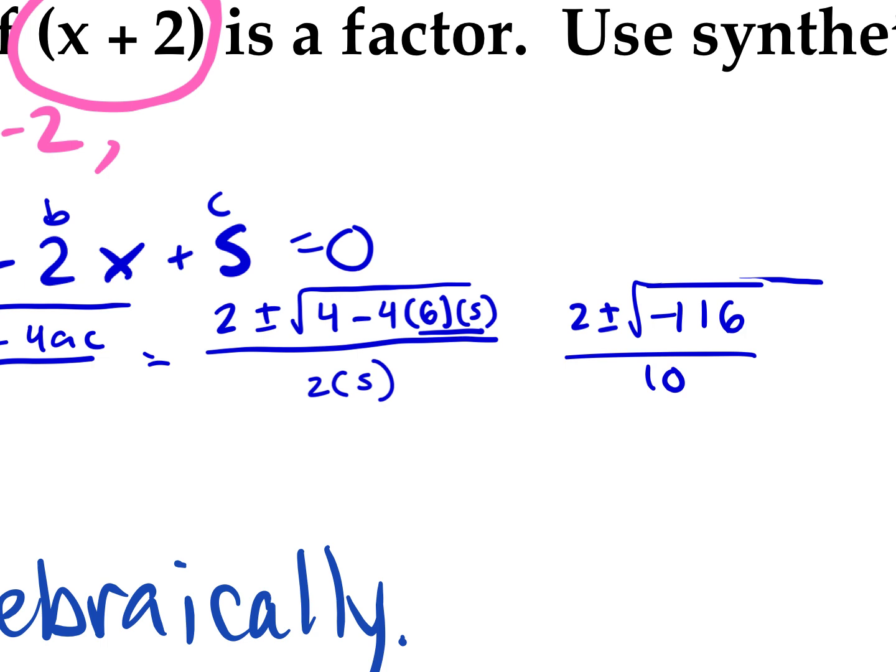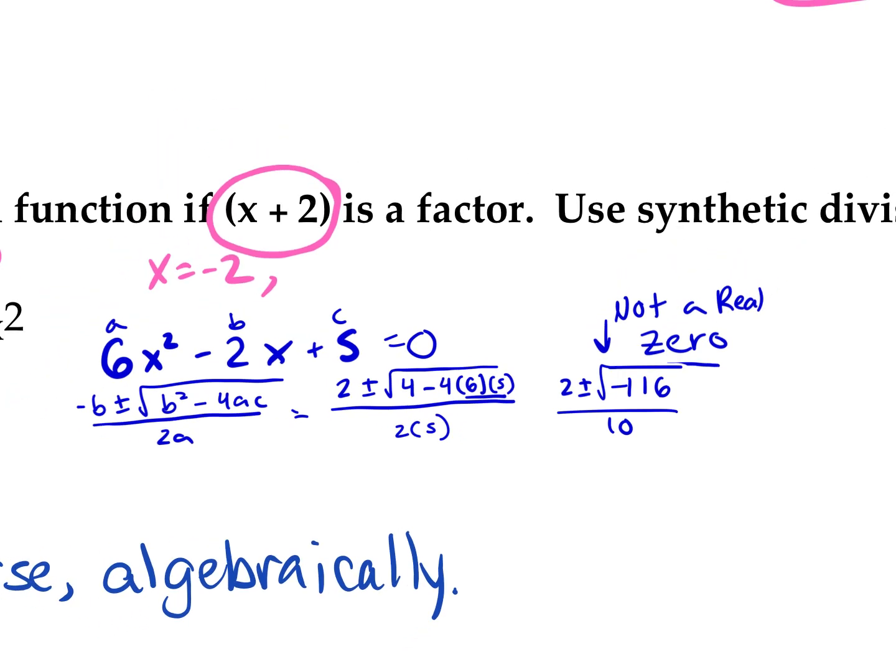I cannot take the square root of a negative, so this is not a real zero. So my only real zero is x is equal to -2.